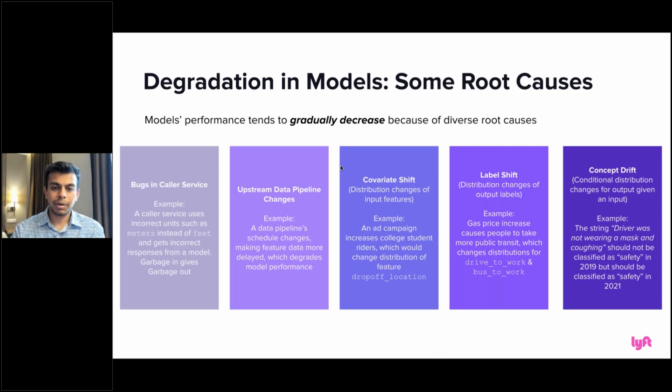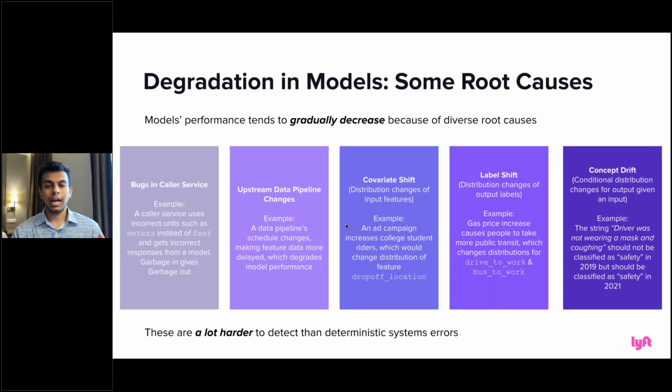So as you can see from a bunch of these root causes, these are a lot harder to detect than deterministic system errors. For normal software, which is not machine learning based, you would have a bunch of error logs if something goes wrong, and then you'd have thresholds which alert at different levels for those logs. But here, there's a very gradual increase, and it's not really very obvious when that starts happening. We observed some of these things with our models.